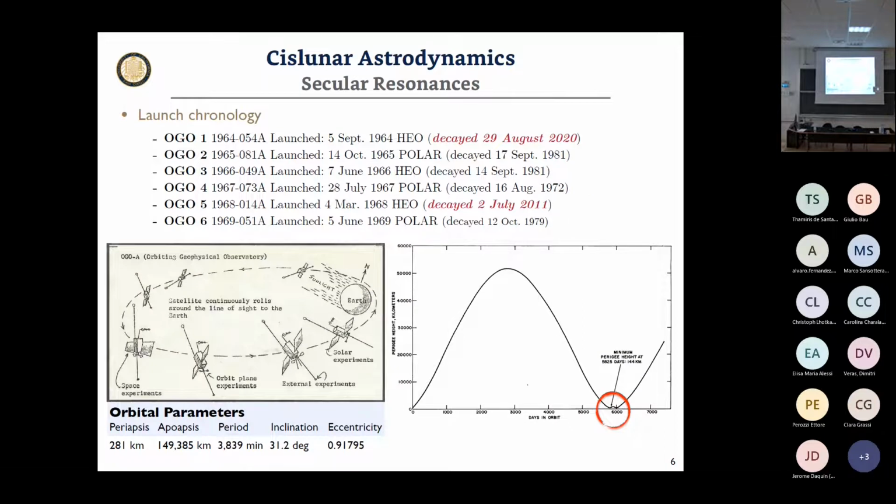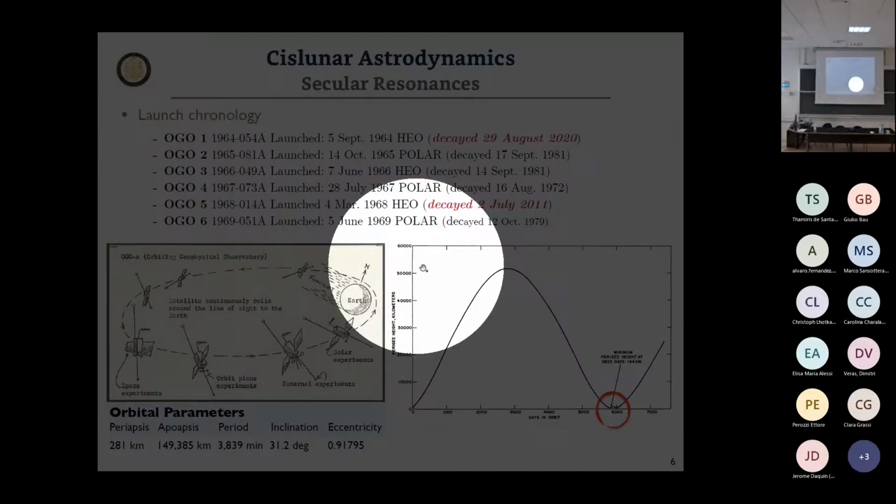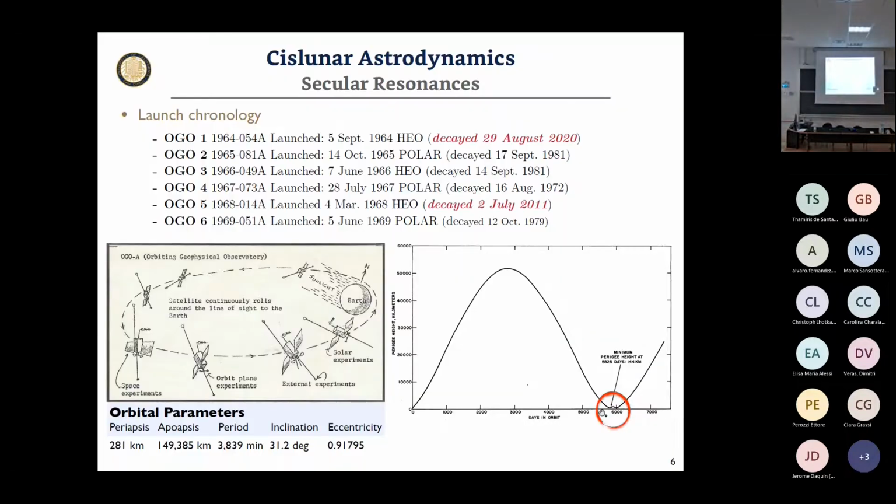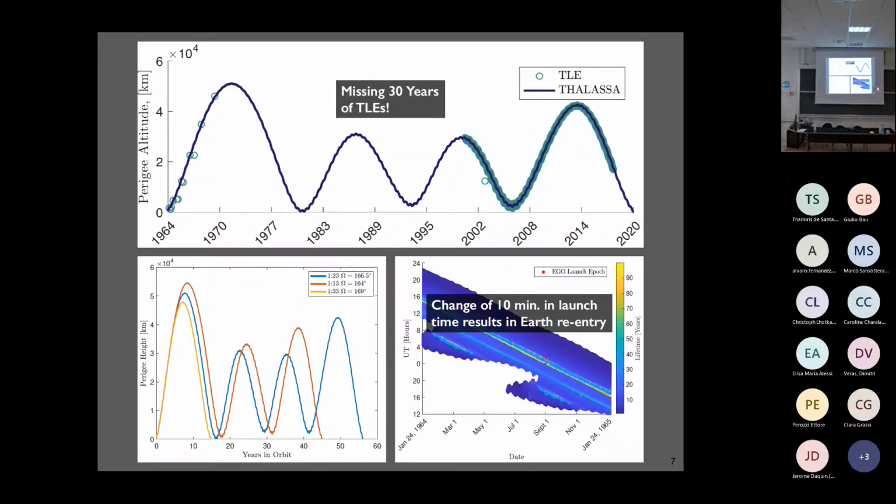All right, so if we go to something that was launched in the 1960s, the Eccentric Geophysical Observatory spacecraft, early on they predicted that it would re-enter in about 18 years or so. In fact, it only decayed in August of 2020, in part because it was on the cusp of orbital stability and instability due to secular resonances.